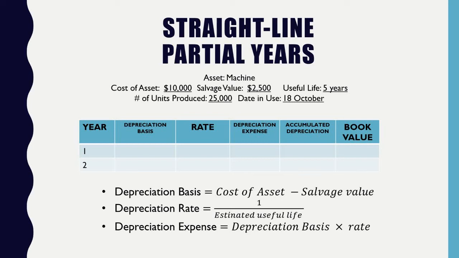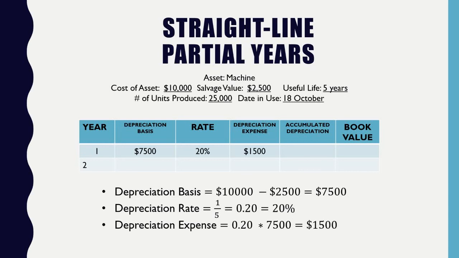Okay? So how do I calculate that? Well, once again, let's figure it out. Depreciation basis is your asset cost minus salvage value. So in this case, 10,000 minus 2,500 gives you 7,500. My rate is going to be 1 divided by 5 because I have an estimated useful life of 5. So that's 20%. So in this case, my grand total for the year, for first year, right, basis times rate, will give me $1,500. But in this case, is my asset 1 year old?